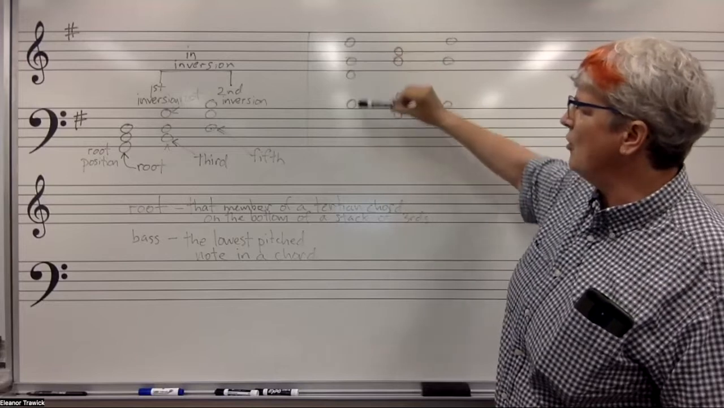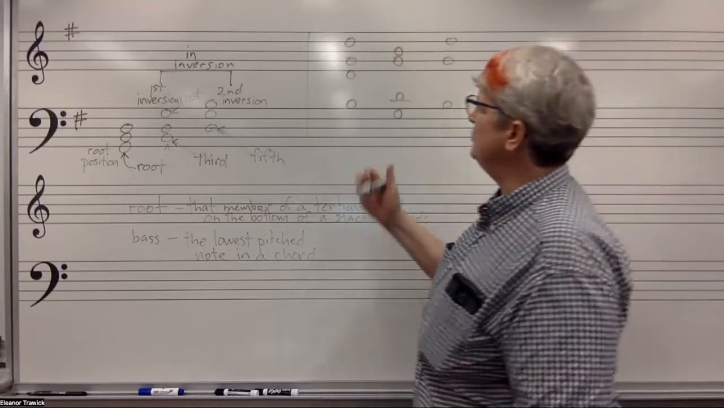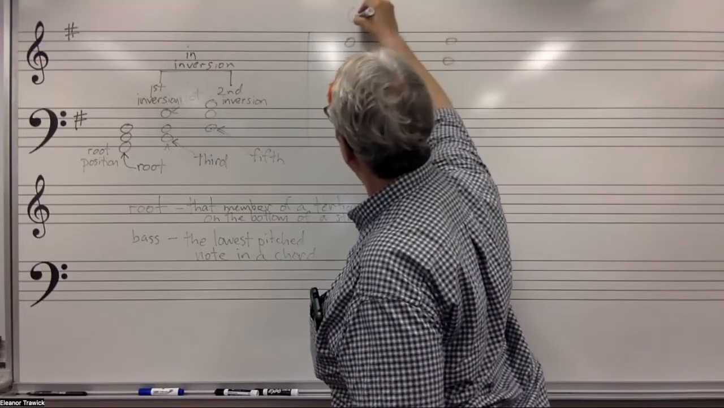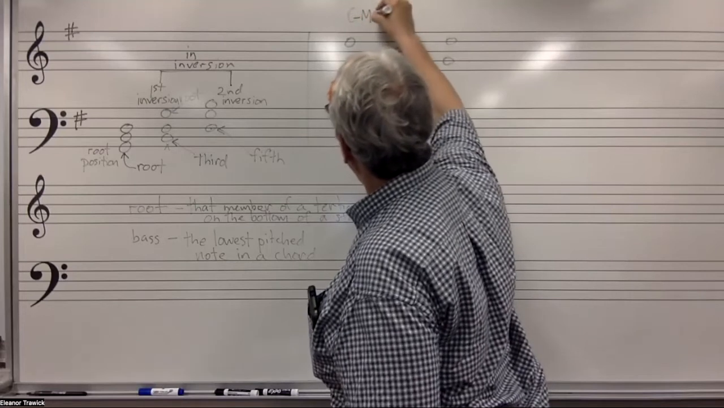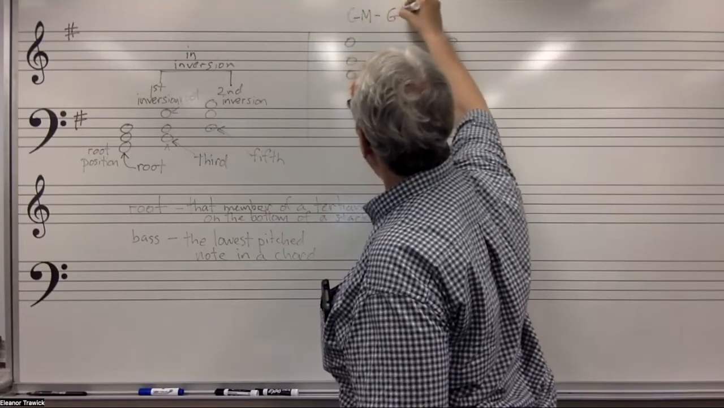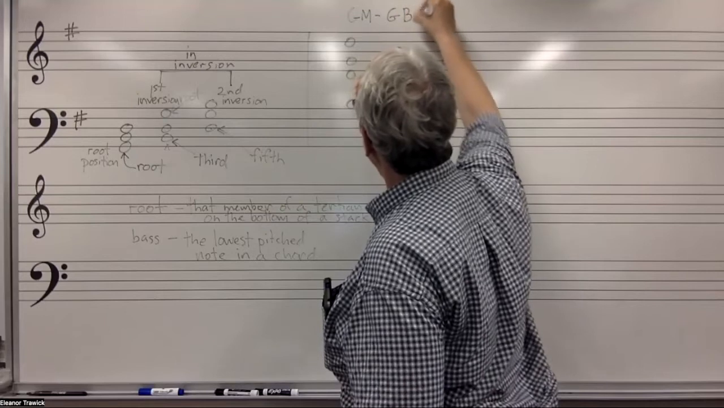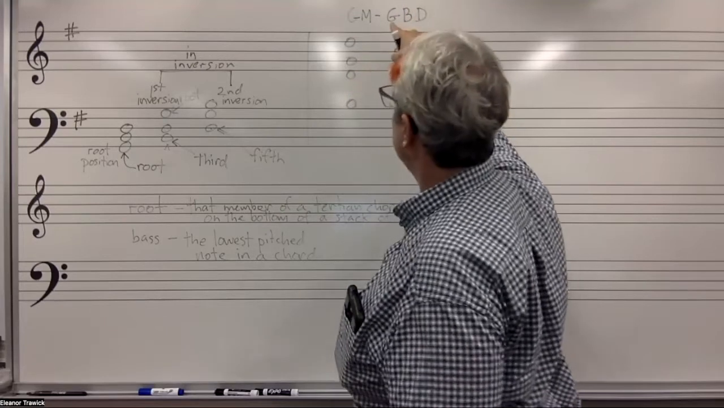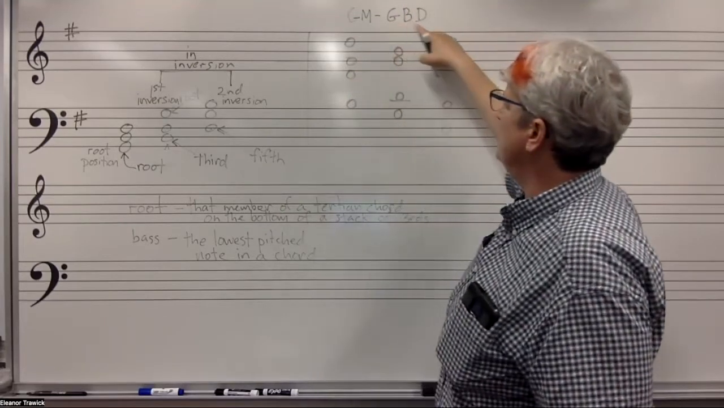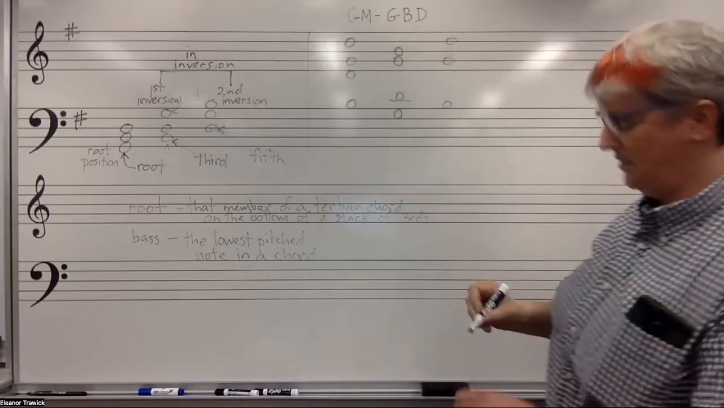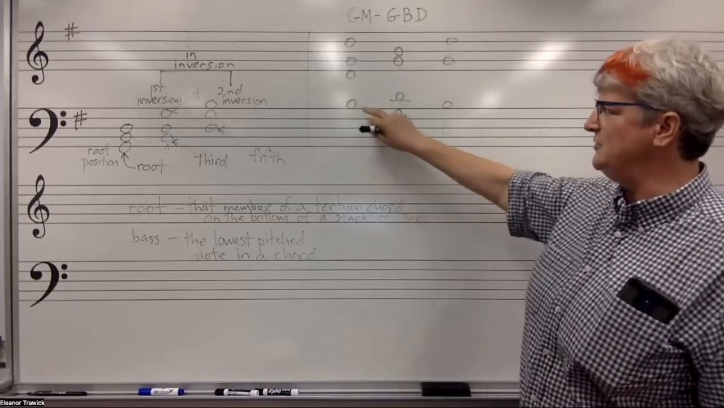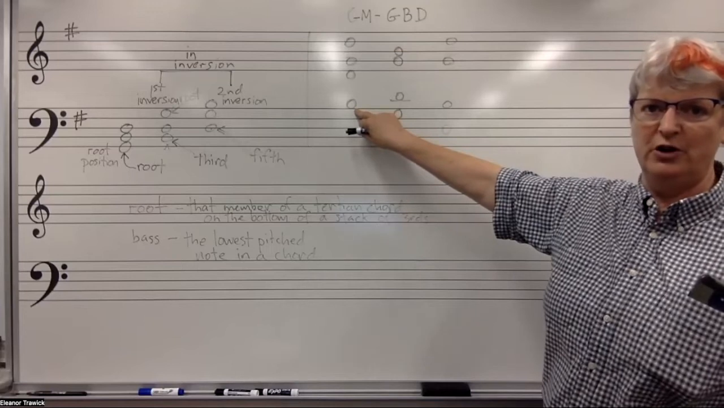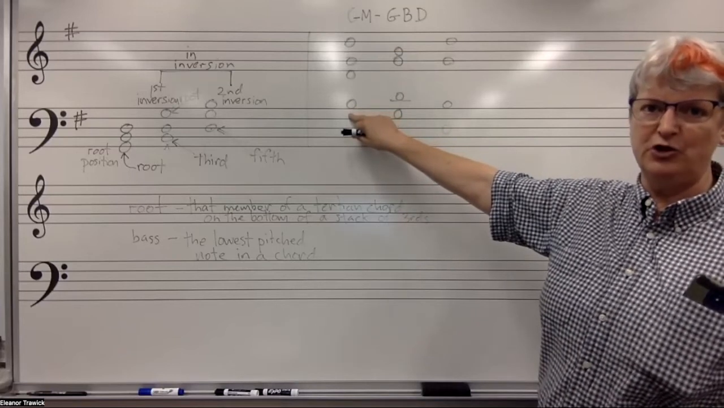We know that these are all G major triads, or I'll tell you that they're all G major triads. And the notes are G, B, and D. G is the root, B is the third, D is the fifth. This chord has B as its lowest note, meaning that it's in first inversion.